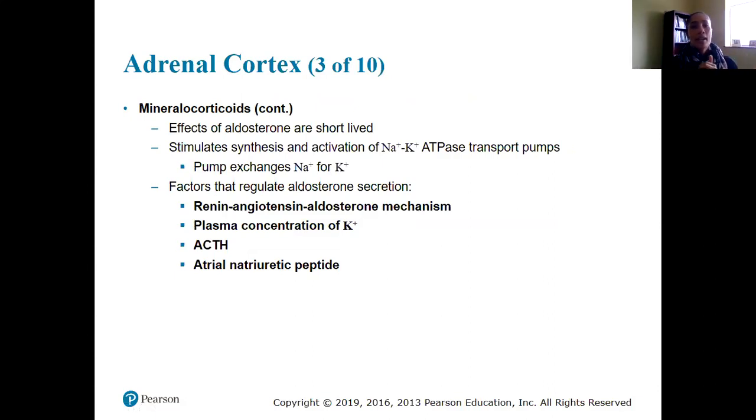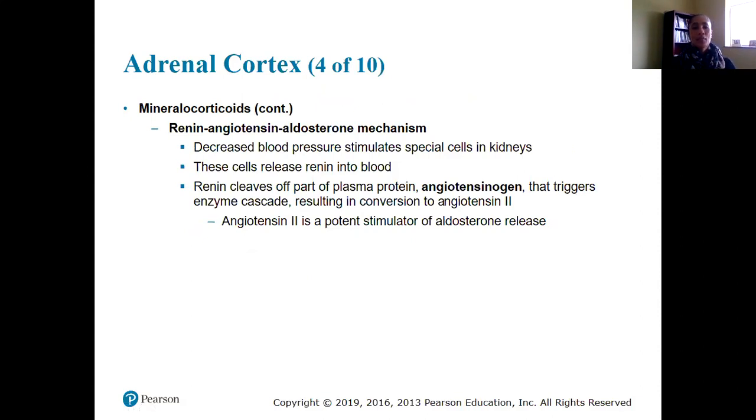So this is the exchange pump that moves sodium outside of the cell and potassium back into the cell. So factors that will regulate aldosterone secretion are going to be the renin-angiotensin-aldosterone mechanism, the plasma concentration of potassium, ACTH, or the atrial natriuretic peptides, which is a type of hormone that's going to be secreted from the heart. So if we look at the renin-angiotensin-aldosterone mechanism, I would comfortably say this is probably the most common pathway of aldosterone release and effects on the body.